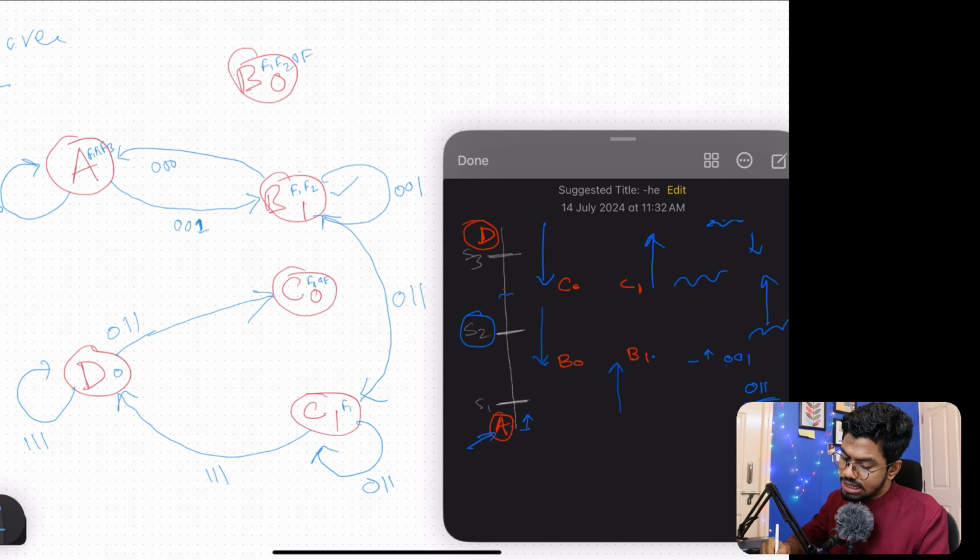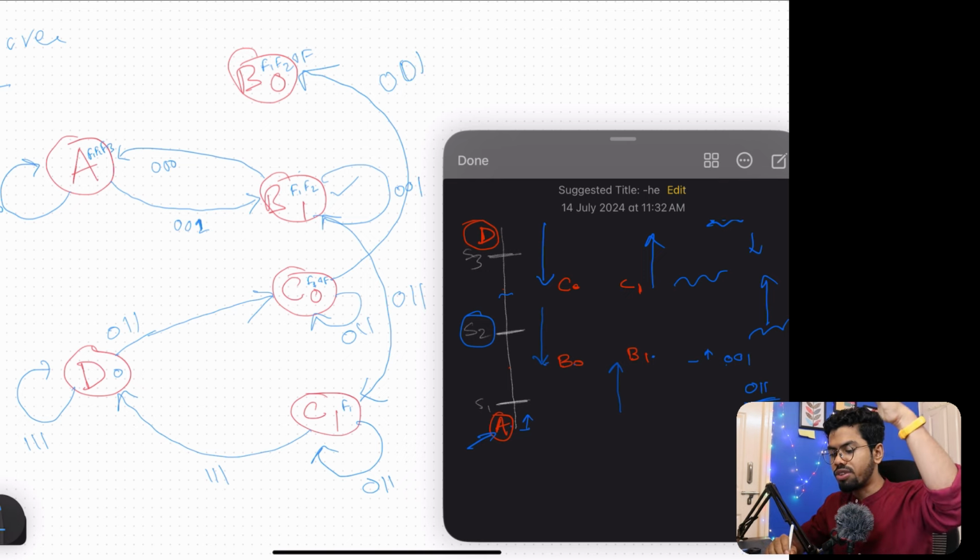If I'm at C0 and I receive a 0 1 1, I'll remain there only. But anytime I'm at C0 or the C location, between S3 and S2, my water can go down to between S2 and S1, and when I go in between S2 and S1, it implies my input would be 0 1 1. So anytime I receive a 0 1 1, I'll go to B0. Why B0? Because C0 was a top position. From top to down I'm going. Okay, simple.